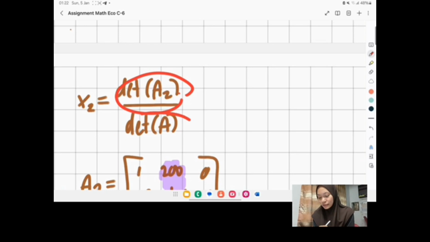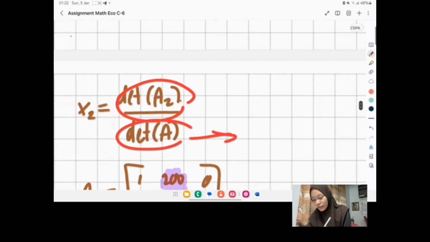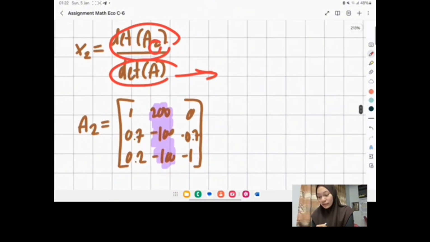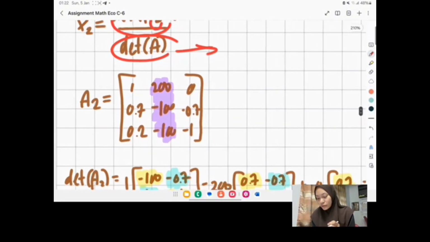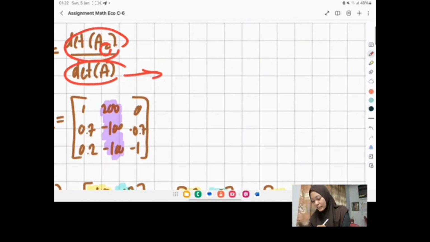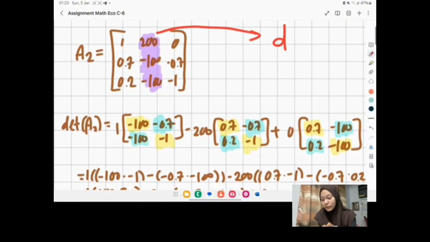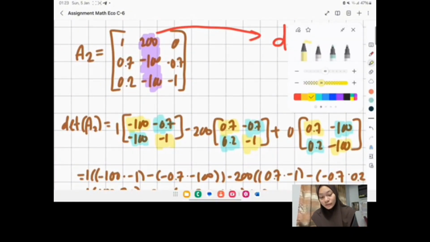Okay, this does not change because the formula says that determinant A stays here. The change is that the determinant has a sub 1, sub j, sub 2. At determinant A2 we just change the column to the second column. Change the second column with d. This is d.